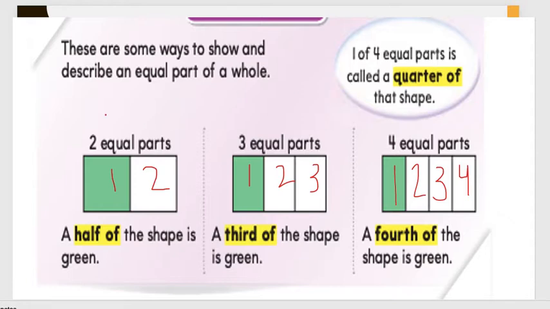So going back to 2, since two equal parts are halves, I'm saying 1/2 is shaded in green, because there's only one out of the two that's shaded in green. For the thirds, I'm saying 1/3 is shaded in green, because only one out of the three is shaded in green. And over here, four equal parts are fourths, so I'm saying 1/4 is shaded in green, because only one out of the four is shaded in green. So we're just going to do some more practice with this.